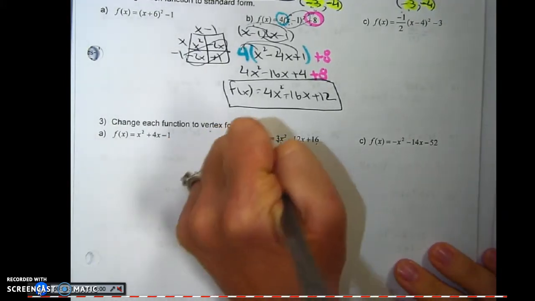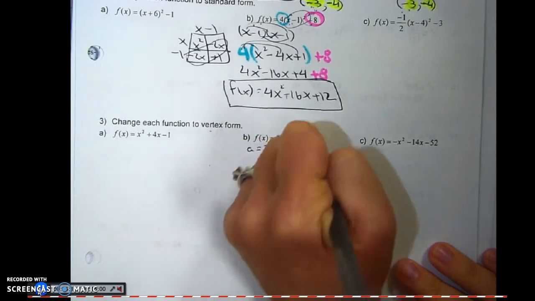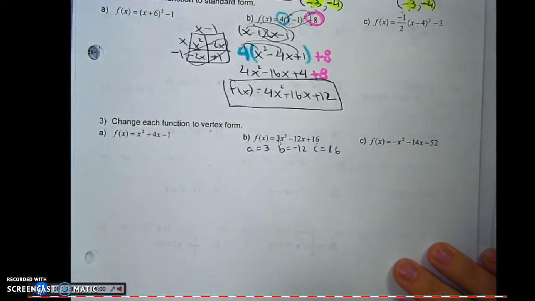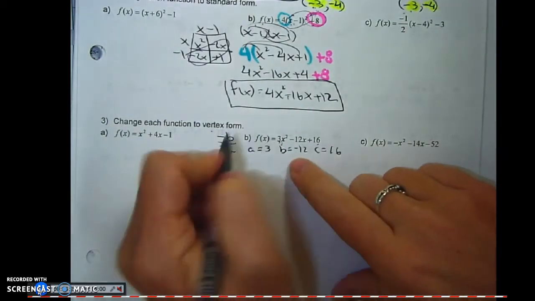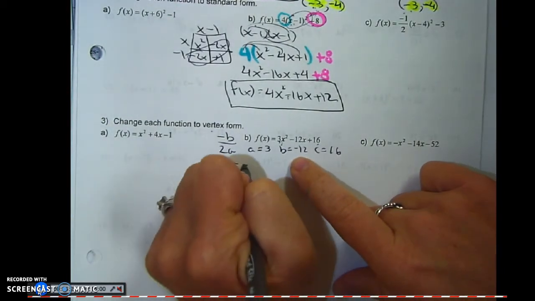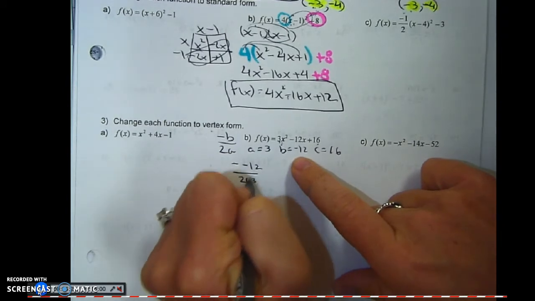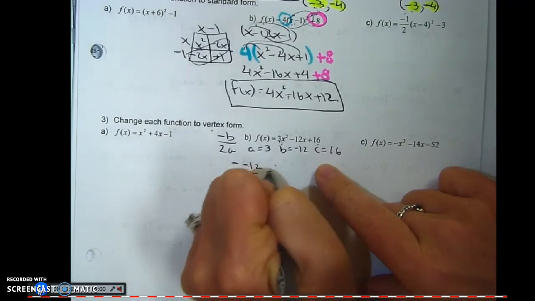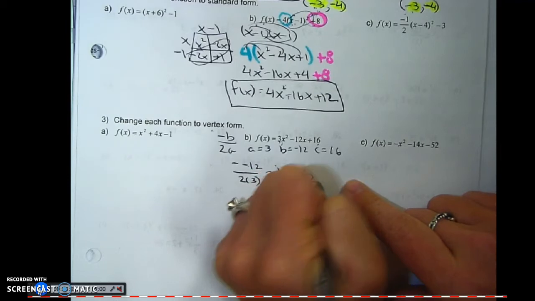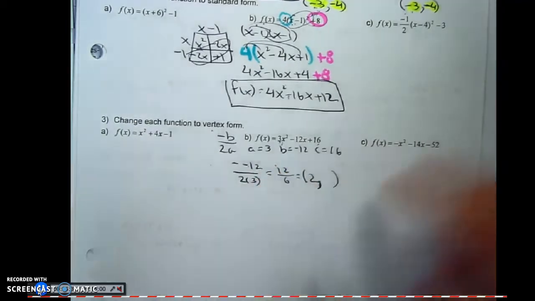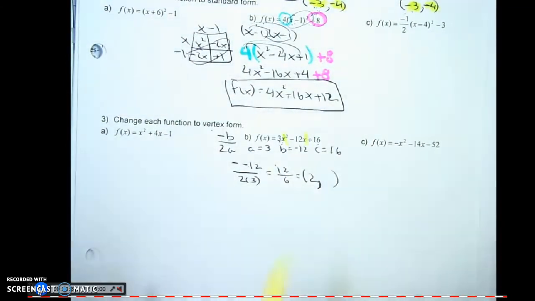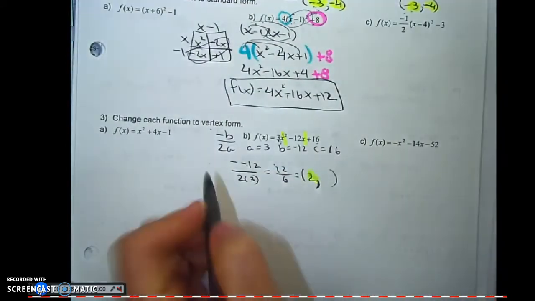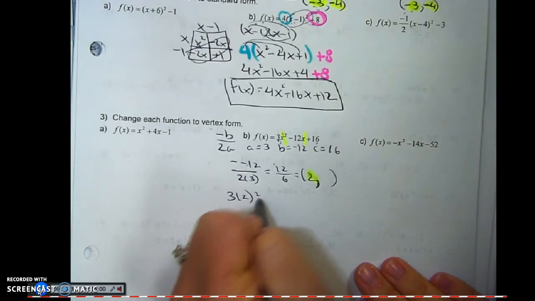So I'm going to find my a, my b, and my c. I'm going to do the formula negative b over 2a. So I'm going to go negative of negative 12 over 2 times 3. Negative and a negative make a positive. 12 over 6 is 2. I found the x value of my vertex. Now I'm going to find the y value by plugging it into my x. It's showing my work, of course.